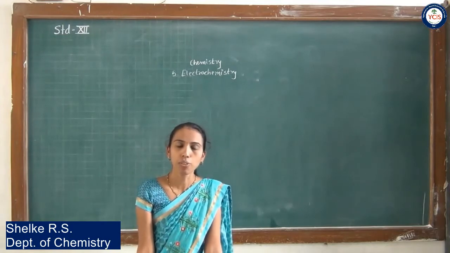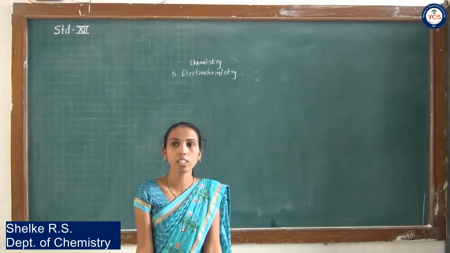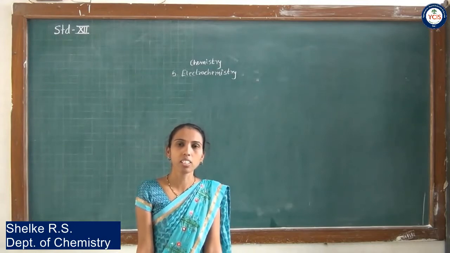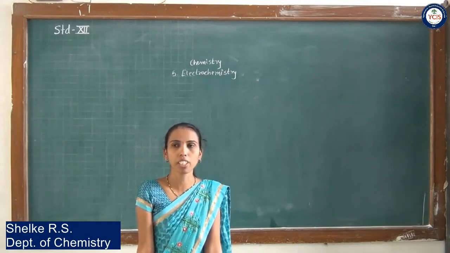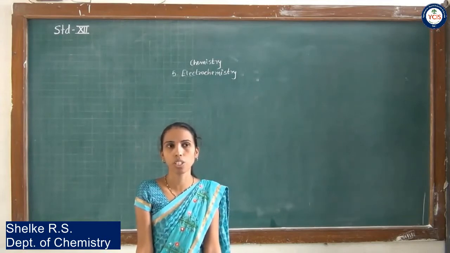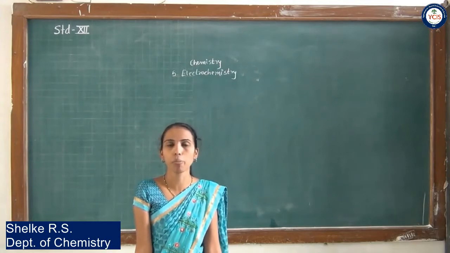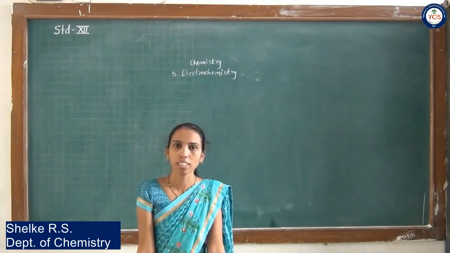Now, if you consider the conductivity of an electrolytic solution, meaning the electrolyte is dissolved in a solution, and you measure the conductance, that conductance is the electrolytic conductance. But electrolytic conductance is not suitable for comparing the conductance of different solutions. Why does this happen?